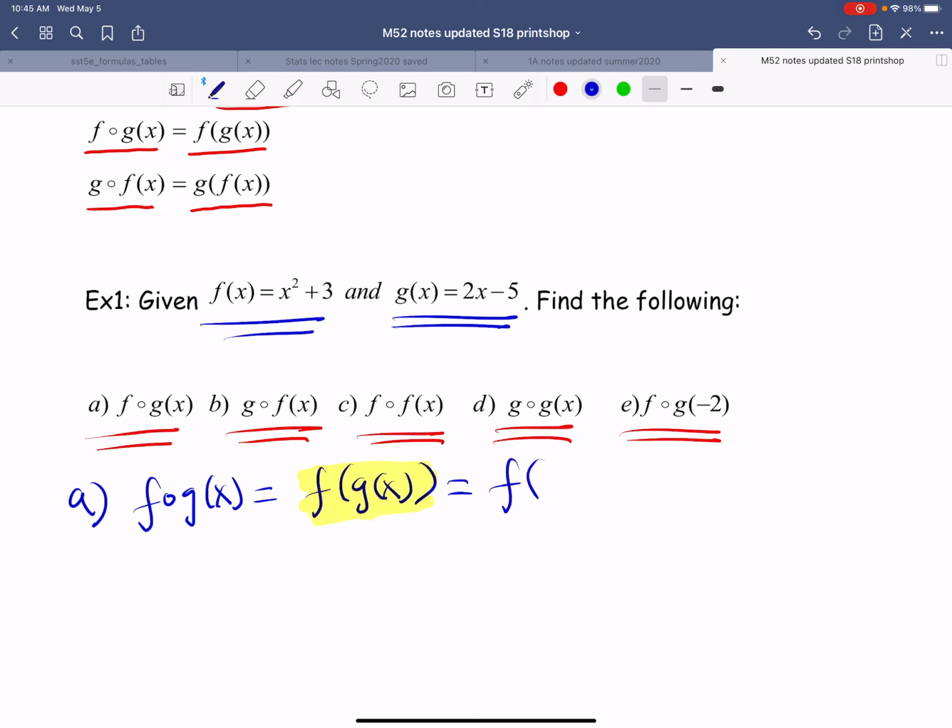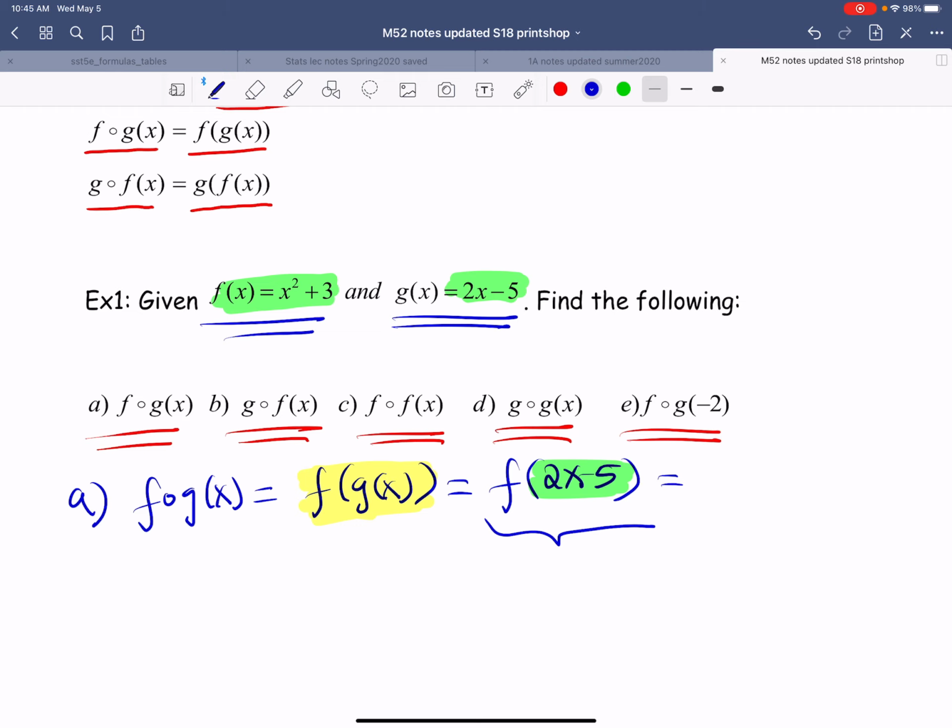So f of g of x. What is g of x? First of all, think about what the f function does. What does the f function do to something that goes inside? Well, it squares it, and adds a 3 to it. What does the g function do? If something goes inside the g function, it multiplies by 2 and subtracts a 5 from it. So keep in mind, f of this new x, this is going to replace the x in the f function. So what does the f function do to something that goes inside?